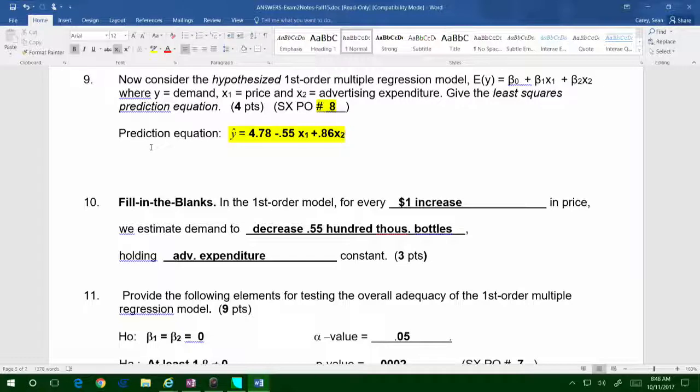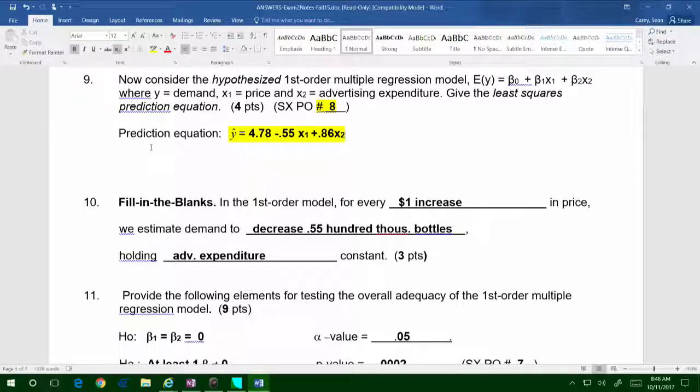Well, that's an x. That's x1. So I'm doing something to x, and then we estimate demand. Well, demand is y. Oh, that sounds like a slope. That sounds like a slope, right? You change x1, increase it by 1 unit, and see what happens to y. Okay, so now I can fill in the blank. So I want to increase price by 1 unit.